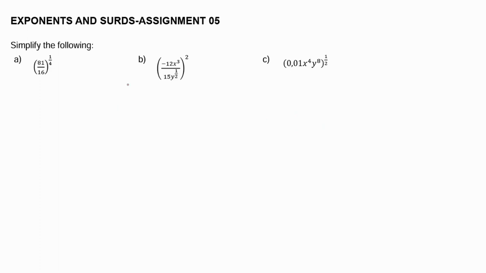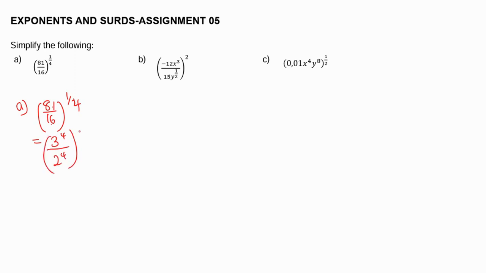Let's do the following questions. A, we're simplifying A, the first one. So 81 over 16. We can write 81 as a product of its prime factors and 16 as a product of its prime factors. So it's going to be 81. 81 is 3 to the power 4. And then 16 is 2 to the power 4.